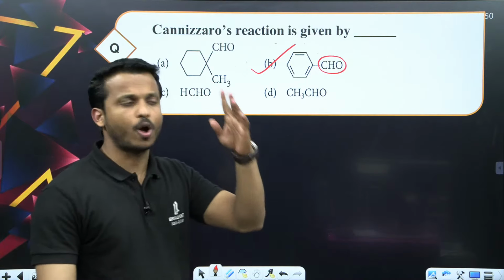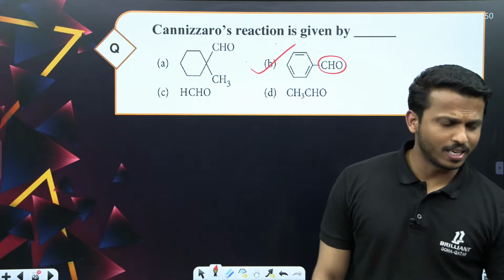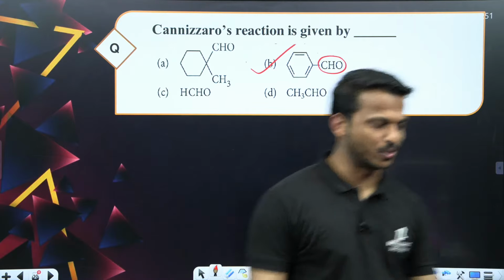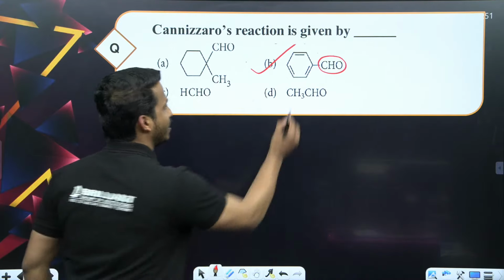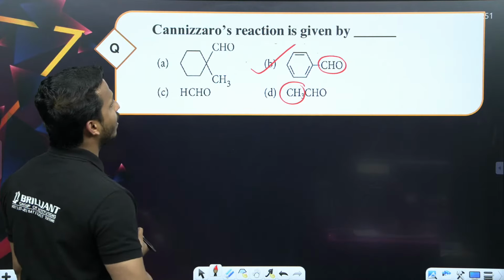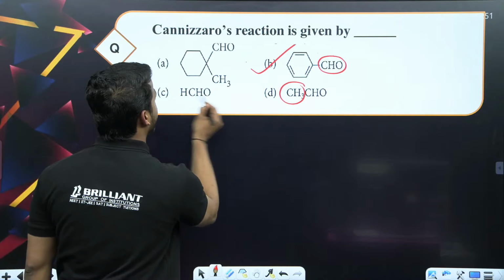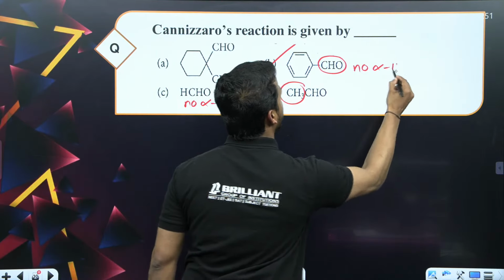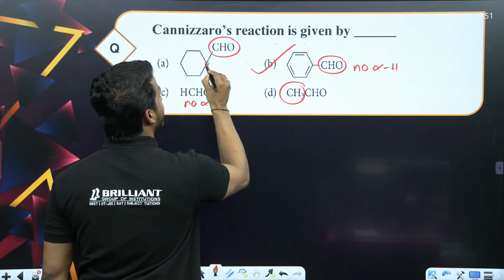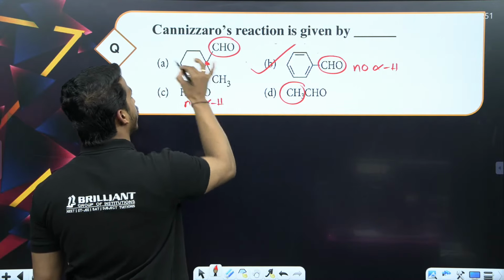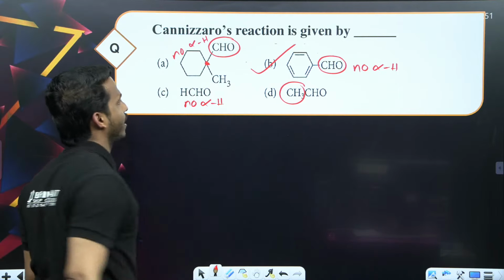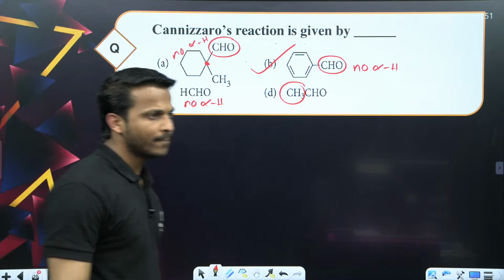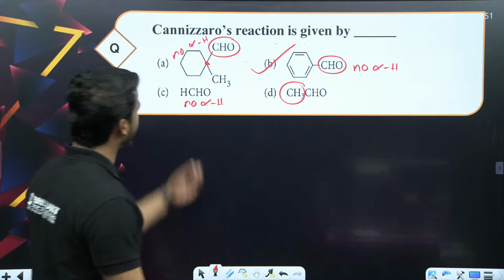I think there is one more option that is correct, right? I don't think so, but I can see some different answers also. So benzaldehyde has no alpha hydrogen. Here alpha hydrogen is there, and in this compound C, there is no alpha hydrogen. Here no alpha hydrogen. And what about this case? This is the aldehyde, this is the alpha carbon, and in this compound also no alpha hydrogen. So what does the question actually mean?